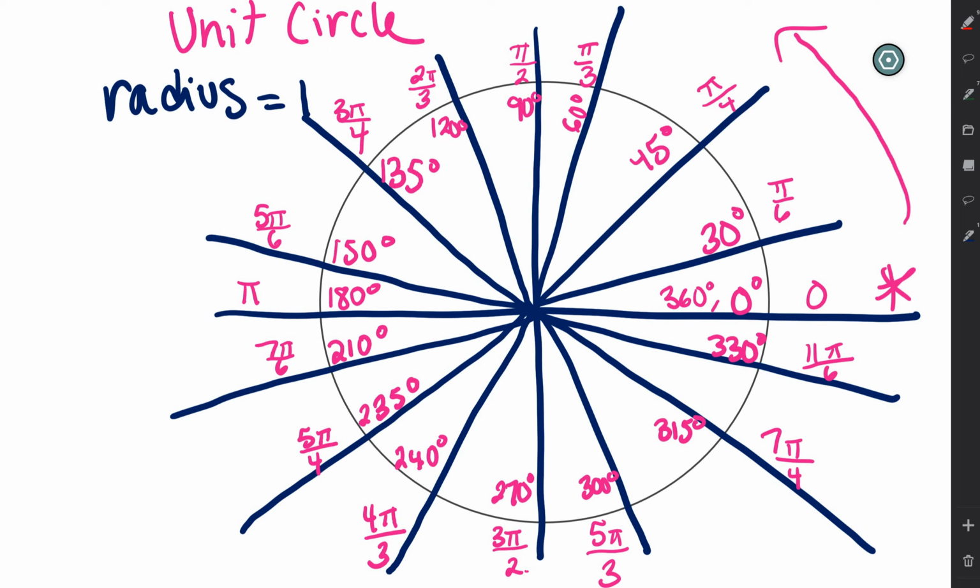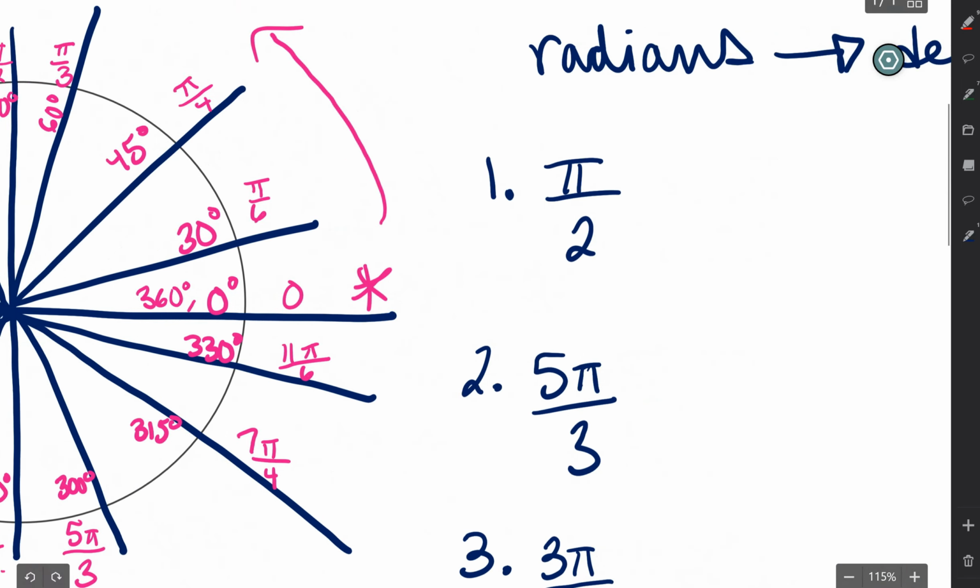Now, if it's not very fresh to you how to go from degrees to radians, that's going to be a part of your Delta Math practice. So let's go ahead and practice that. But just remember, you go counterclockwise, starting on the right-hand side at 3 o'clock.